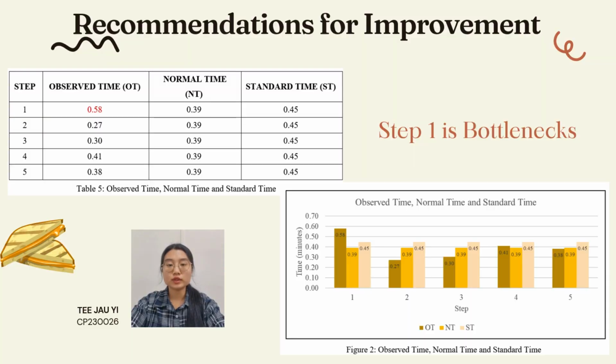Table 5 and Figure 2 illustrate the observed time (OT), normal time (NT), and standard time (ST) for multiple steps in the process. Step 1 is identified as the bottleneck because its OT of 0.58 minutes is the highest and longest time to complete the task among all the steps, significantly exceeding Step 2 at 0.27 minutes, Step 3 at 0.3 minutes, Step 4 at 0.41 minutes, and Step 5 at 0.38 minutes.